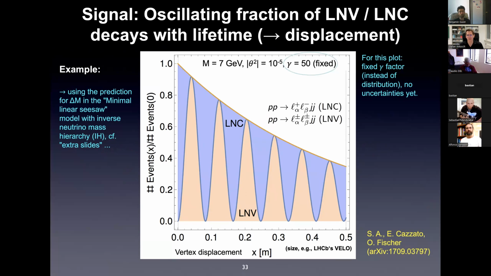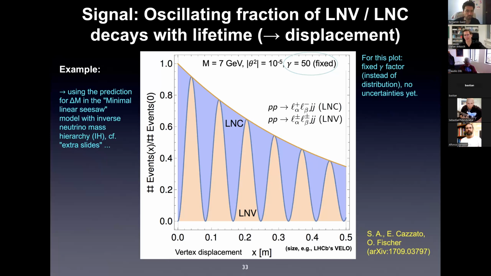And then interestingly, with this, you get a quite large oscillation length of the order of 10 centimeters. And so it could look like this, for instance, in LHCb's Velo vertex locator. And you also see that the total number of events goes down because the neutrino decays.